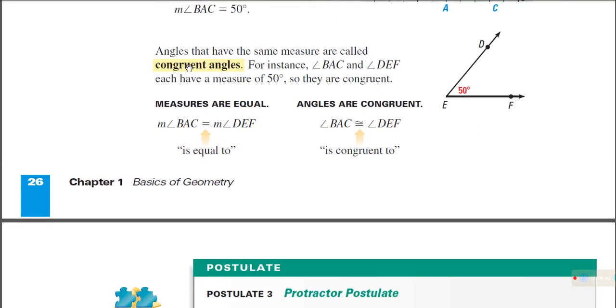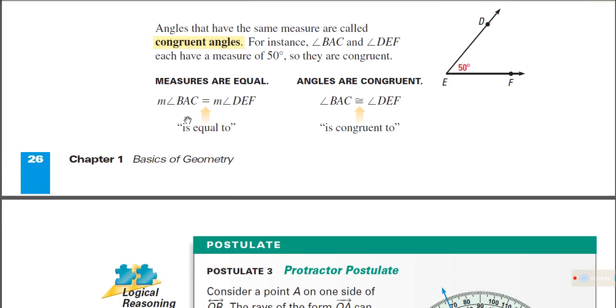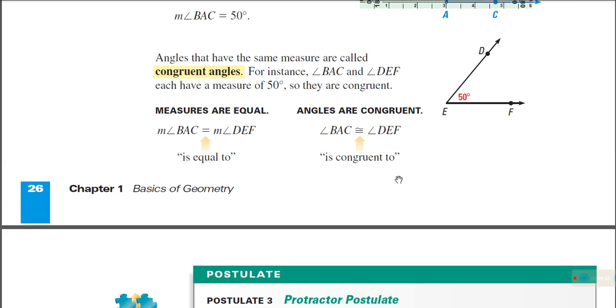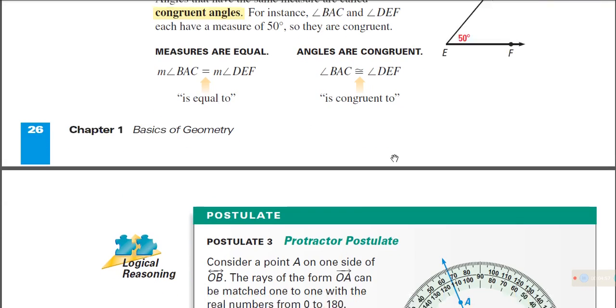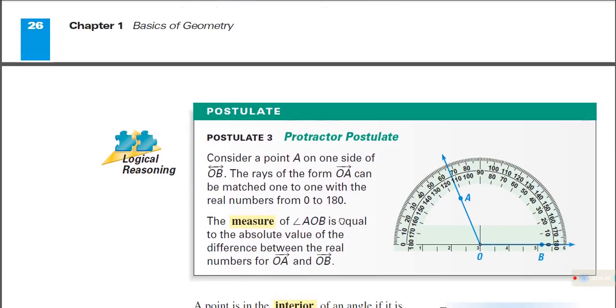Ayan. So, angles that have the same measure are called congruent angles. And the symbol that we use is this. Yung ginamit din natin kanina dun sa example for the distance formula. Parehas lang yung meaning ng is equal to at saka ng is congruent to.